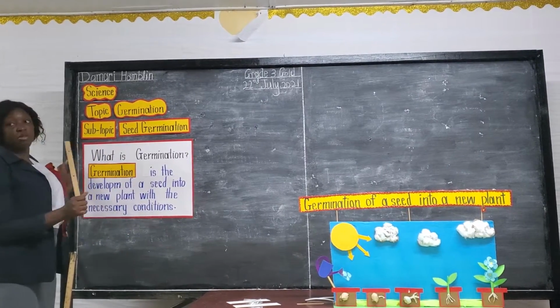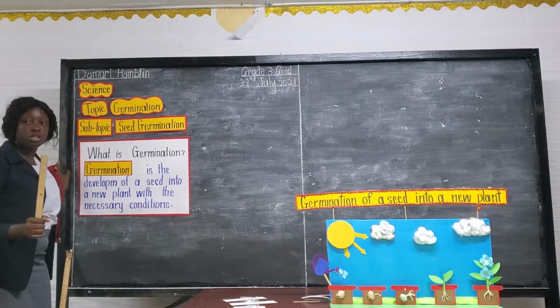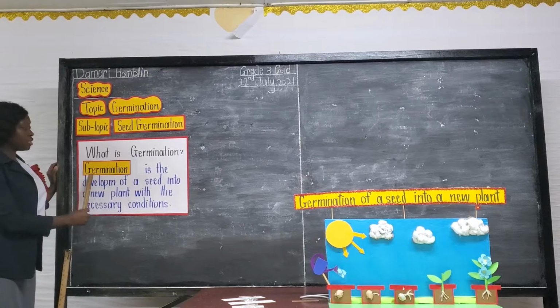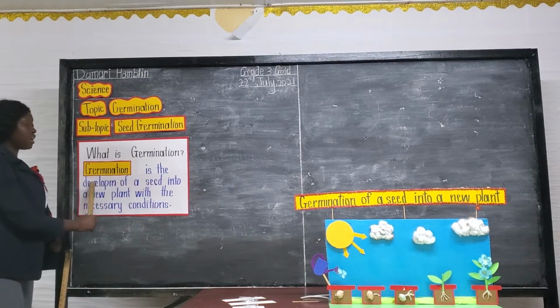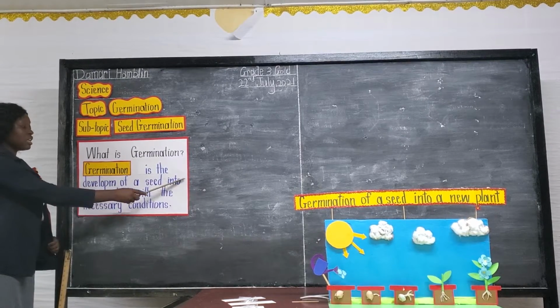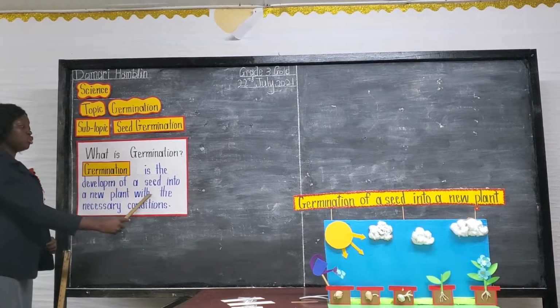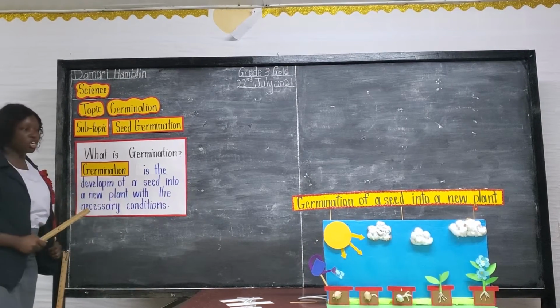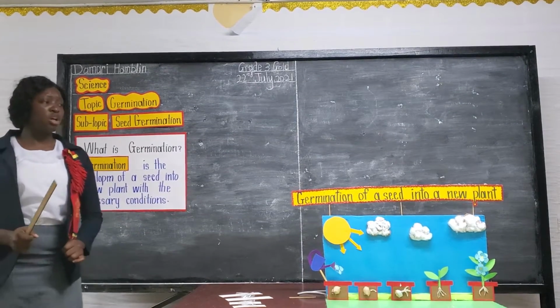Now you will read independently. Now come on, pay attention. What is germination? Germination is the development of a seed into a new plant with the necessary conditions. Very good. Now let's look back.